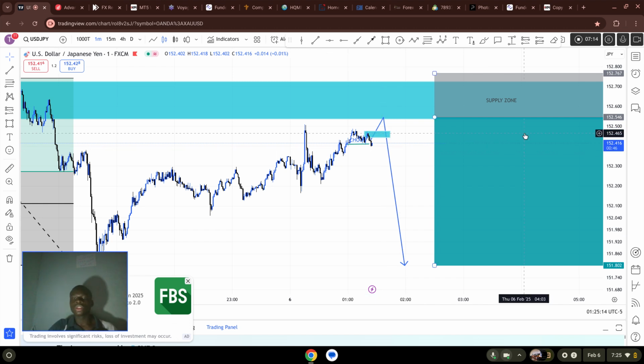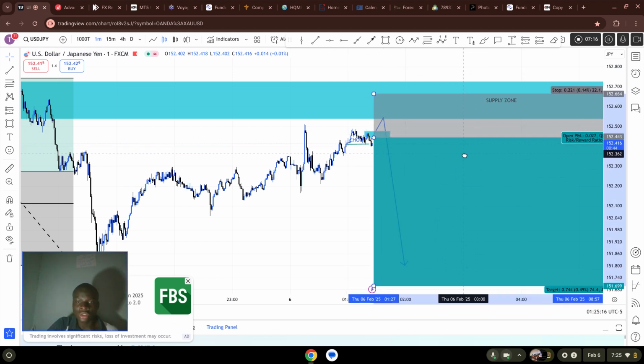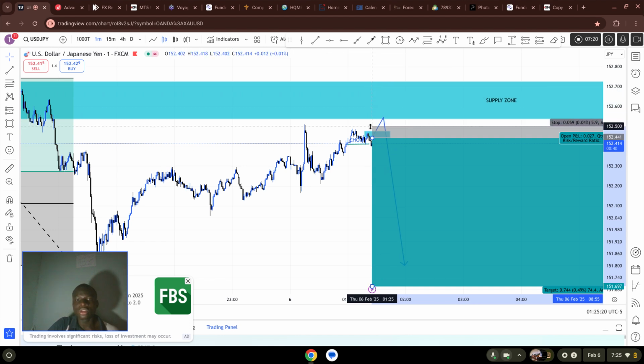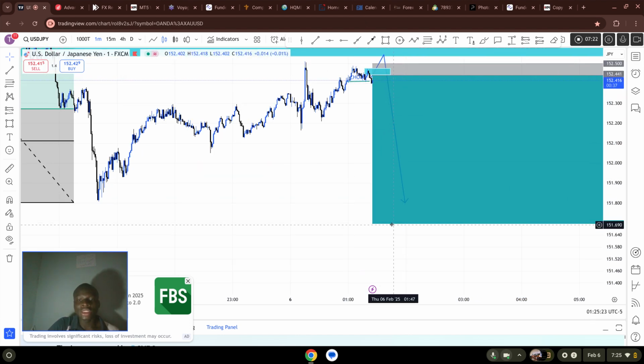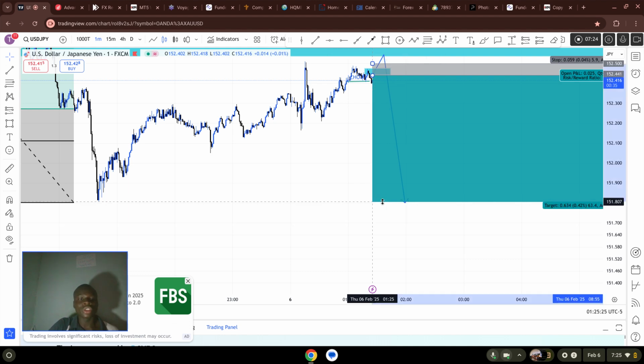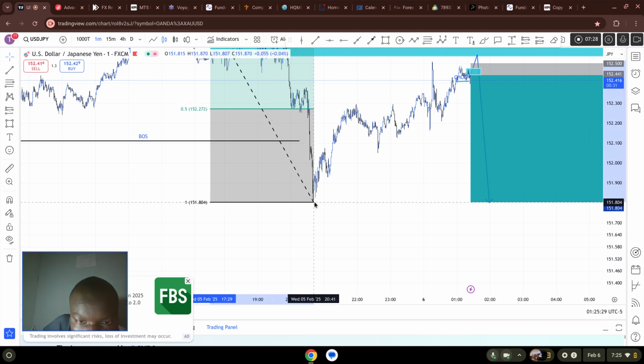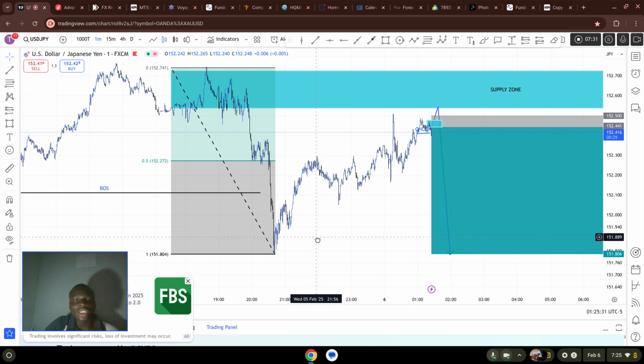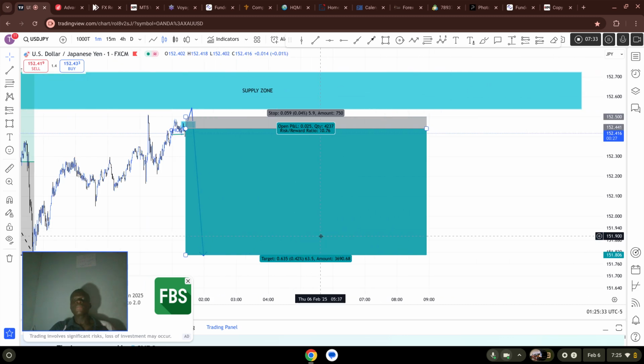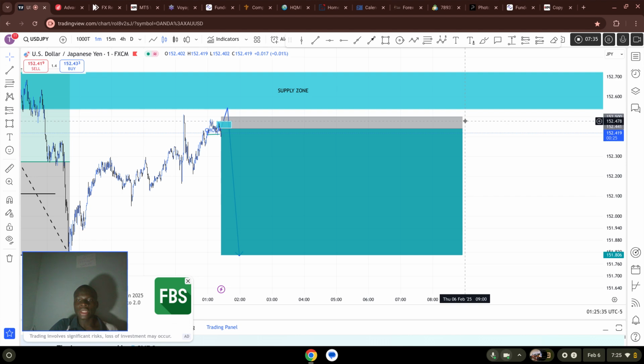Then take a short position from this point here, targeting this very strong low, as you can see.